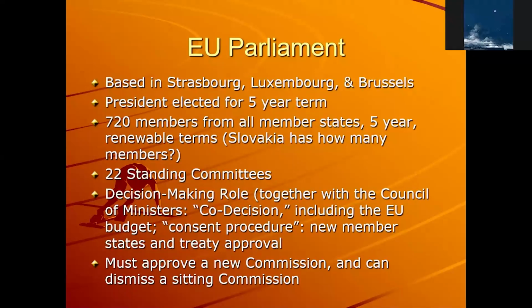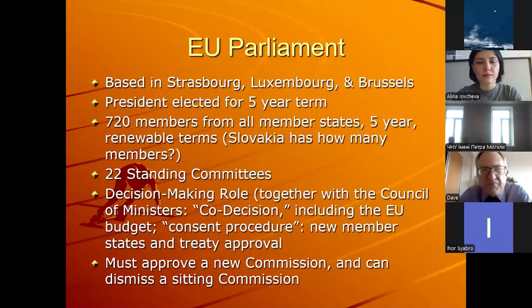Now, there are 720 members currently in this parliament. Now, think about that. 720 members of the European Parliament. You know, that is a huge number. The United States Congress, you know how it's only 535. This is 720. So it's really big, and it can be a little difficult to organize. They are elected by the people of their member states for 5-year renewable terms.